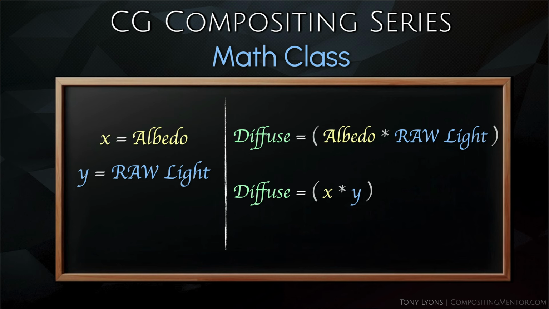So far, we've learned what to do when you get the actual passes in their smallest components. So if you had an albedo pass and if you had a raw lighting pass, you could multiply them together to get the diffuse.